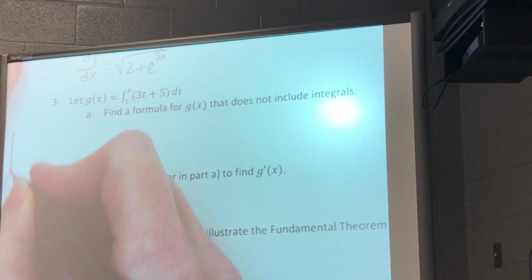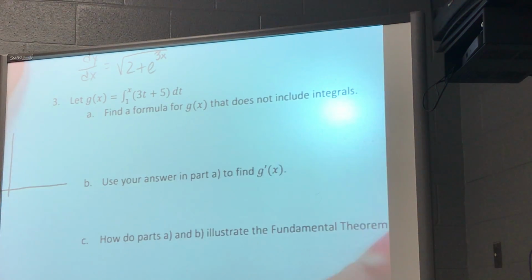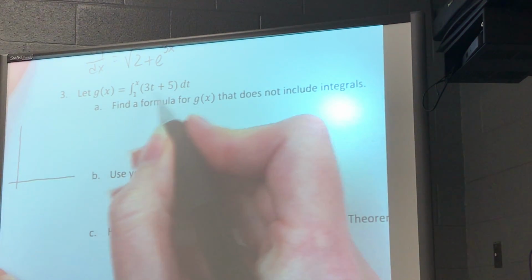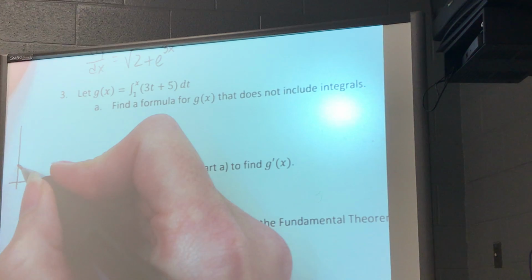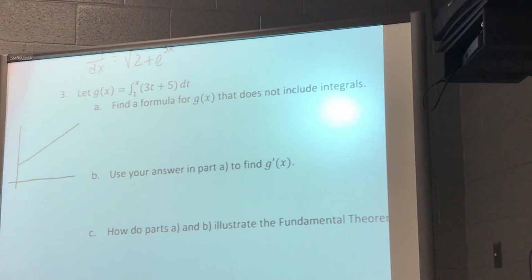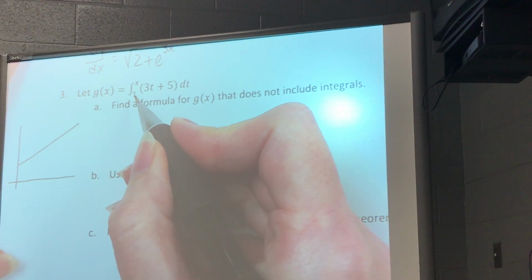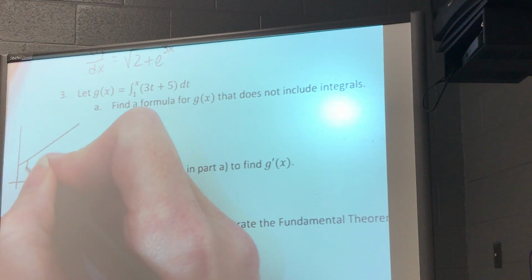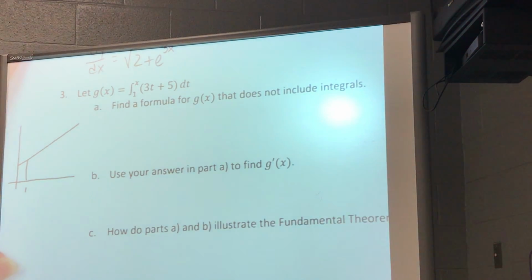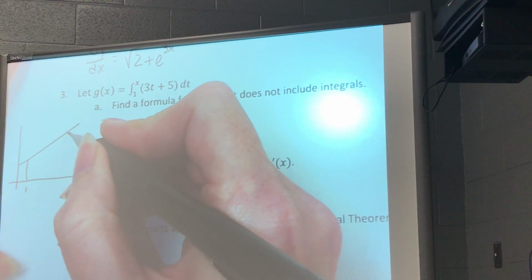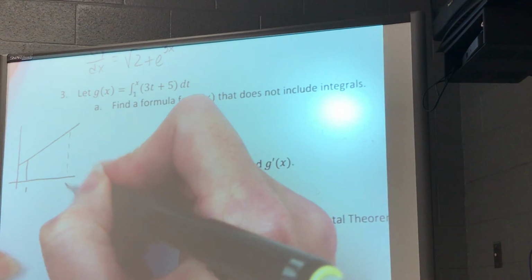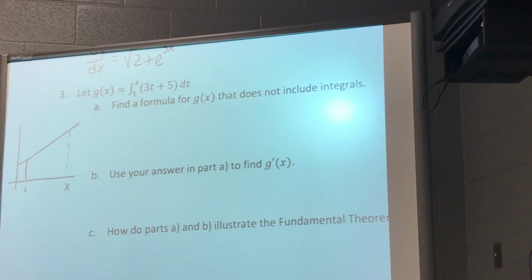So let's graph it. So 3t plus 5 is going to be a line. So I'm just going to draw a straight line. It's not to scale, but that's okay. Okay, we're going to add up the areas from when x is 1 to when x is x. So that's going to change from whatever you put in.